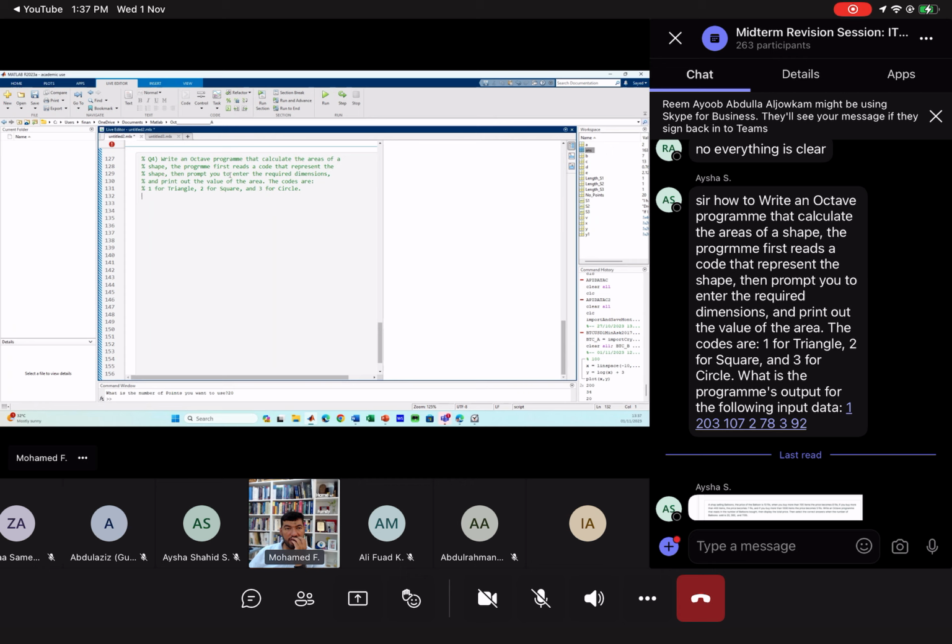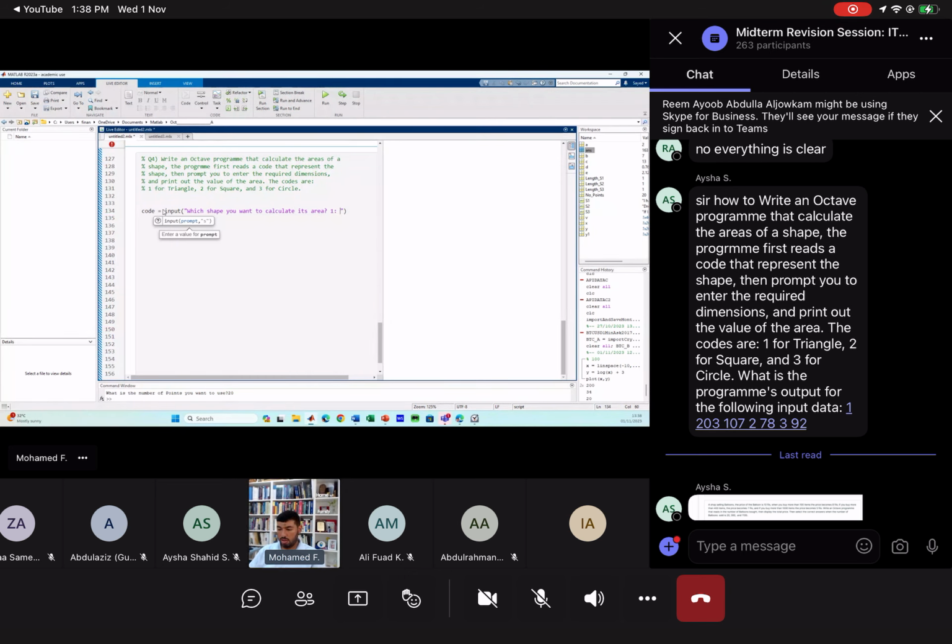Okay. So the first point here is to ask the user, write an octave program that calculates the area of the shape. The program first reads a code that represents the shape. So first you need what? A code equals to input. You open the bracket, you write something, which shape you want to calculate its area.